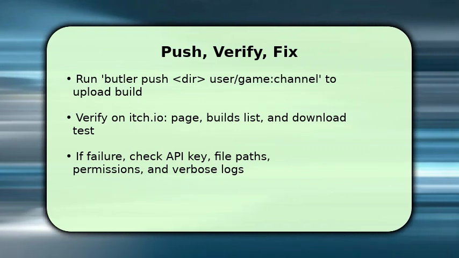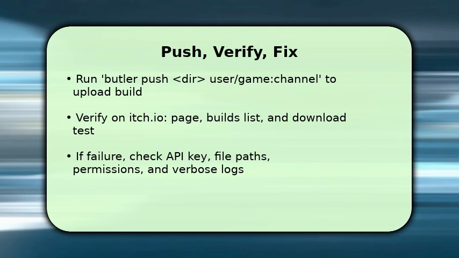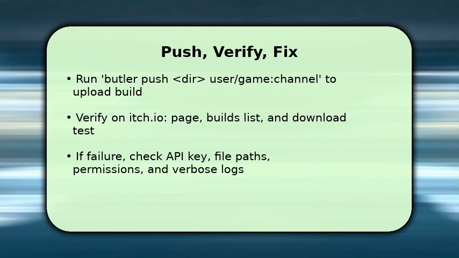Once uploaded, verify on itch.io: open your project page, inspect the builds list, and do a download test to confirm the correct files and metadata reach the server. If anything fails, check your API key status, file path typos, and executable permissions, and run Butler with verbose logging to see errors. Make sure to increment channel versions and rerun the push after fixes.